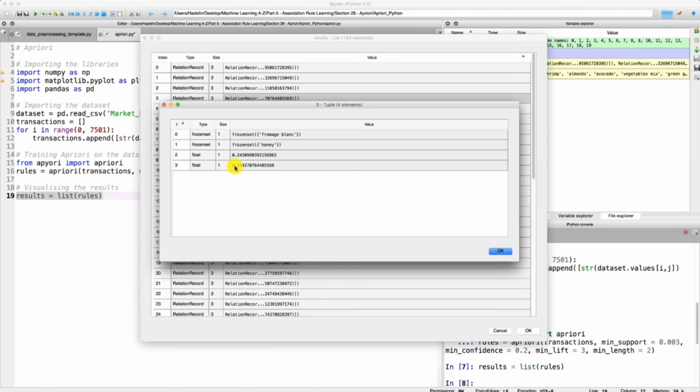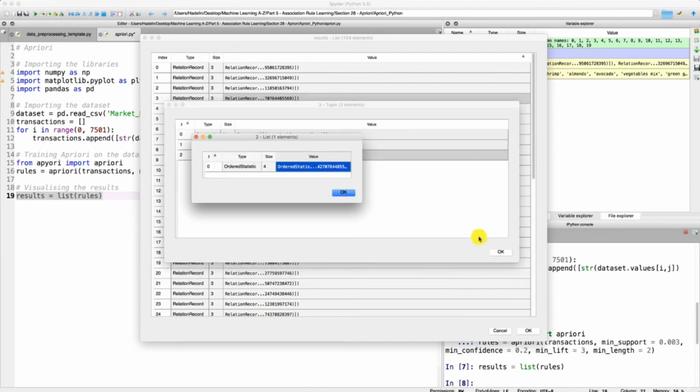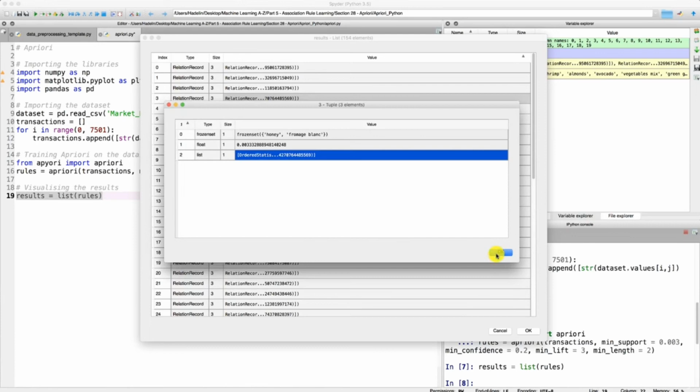And I'm not surprised to see that there is a high lift here for this specific association rule, because indeed it's so relevant to add some honey onto our fromage blanc. You should really give it a try if you haven't tried it yet. Okay, so great, I love this rule.